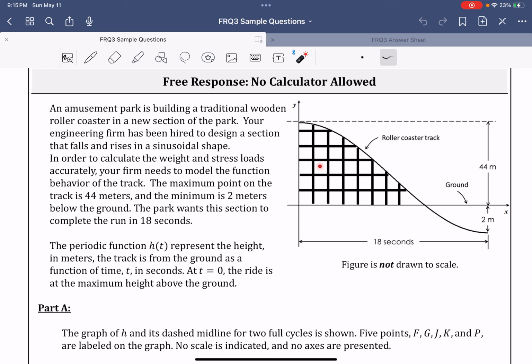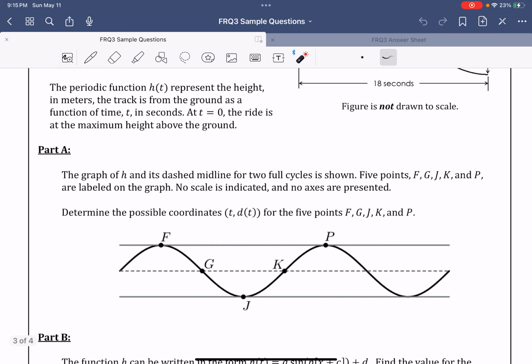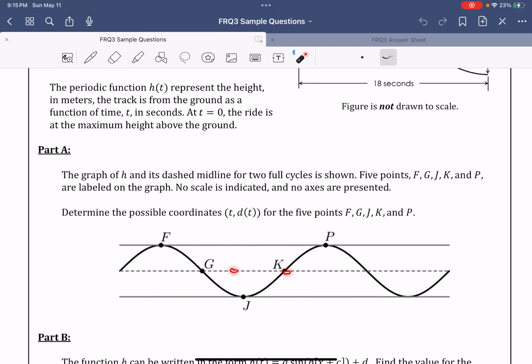Okay, so they give us kind of a diagram here. You're going to have a maximum, and then our minimum goes below the ground. So if this is the ground, it goes 2 meters below. Okay, so part A is the graph of h and its dashed midline for 2 full cycles are shown. So this right here, they give us the squiggle, and they give us the midline. 5 points are labeled on the graph, so F, G, J, K, P. No scales indicated and no axes are presented. So they're just saying they didn't tell you numbers or axes. So this is what we have to do.